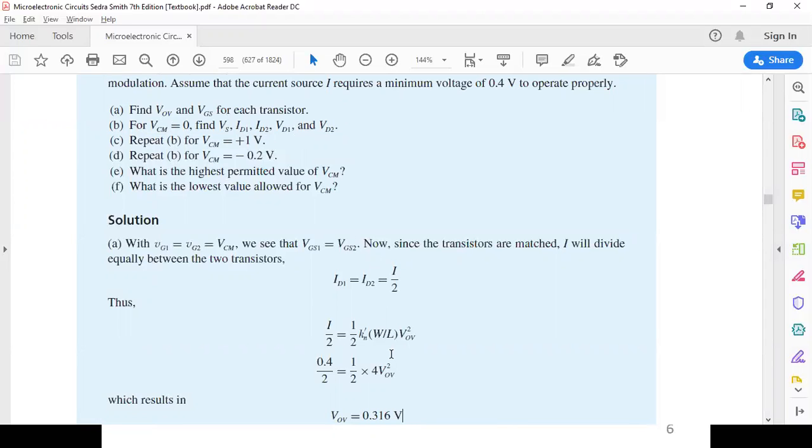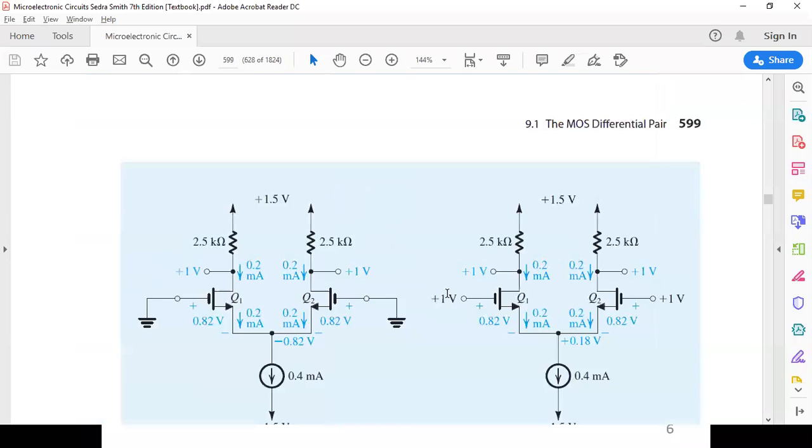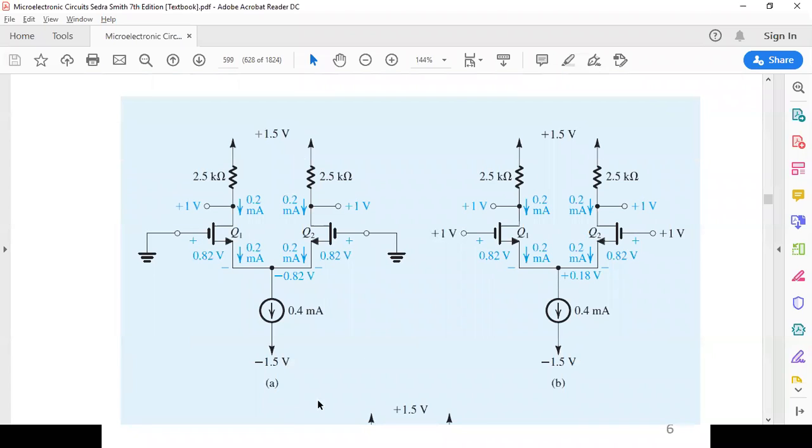Okay, so let's go here. If you know that this one is 0, so we short circuit this, how much is VS, how much is ID1, how much is ID2, how much is VD1, how much is VD2? So let's analyze this circuit. This is the situation of A. V common mode is 0, so that means this is 0 and this is 0, because the common mode is applied to both ends.